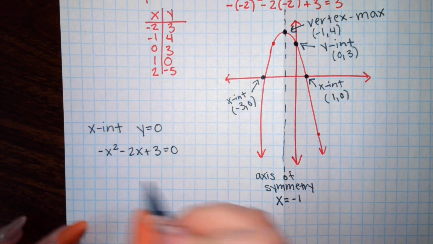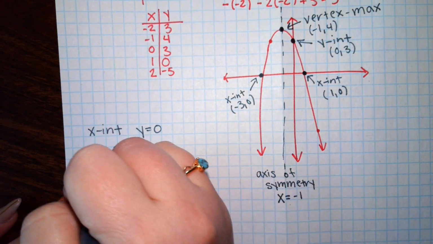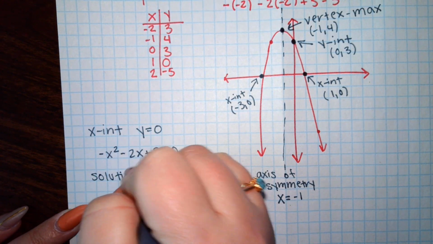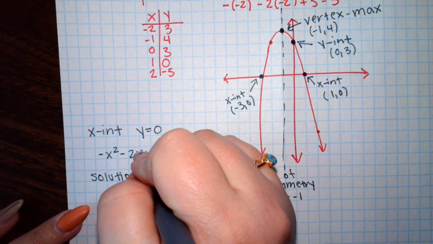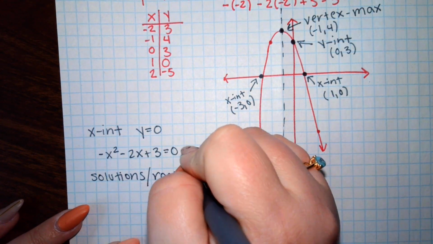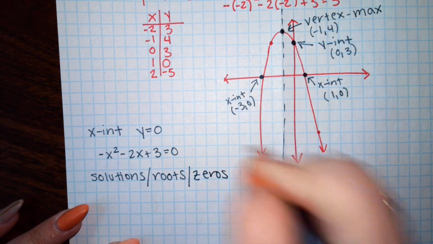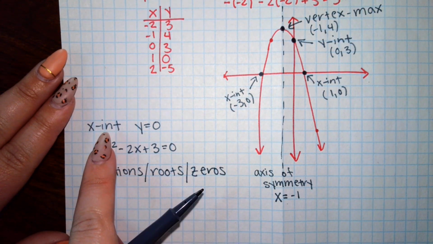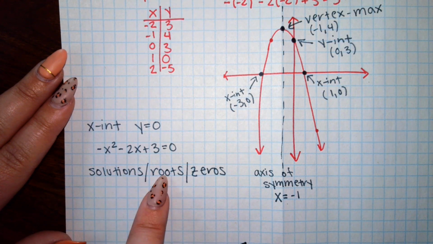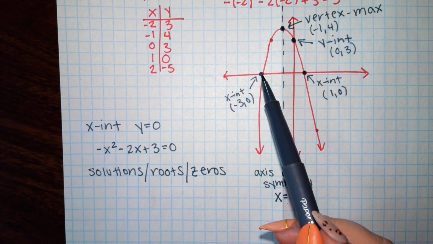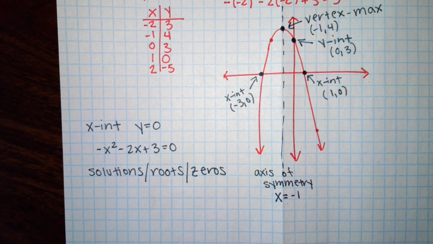So really, another name for our x-intercepts, we could also call those our solutions. You'll also hear them be called our roots or our zeros. So these four things are kind of like synonyms of one another: x-intercept, solution, root, or zero. They all mean, where does our graph hit the x-axis?